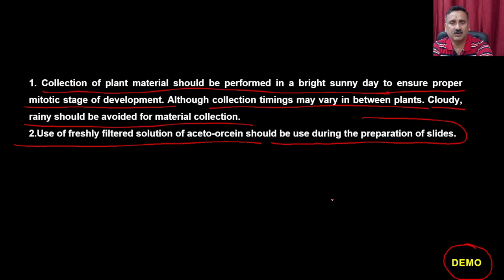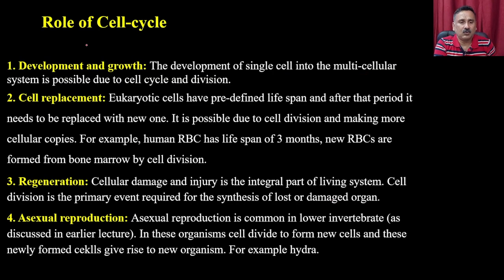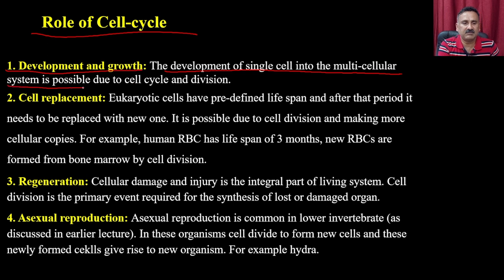So this is all about the cell cycle, and let's discuss the role of the cell cycle in the different sections of the biological function of the cell. The role of the cell cycle is actually required for development and growth. The development of a single cell into a multicellular system is possible due to the cell cycle and division. Then it also is required for cell replacement.